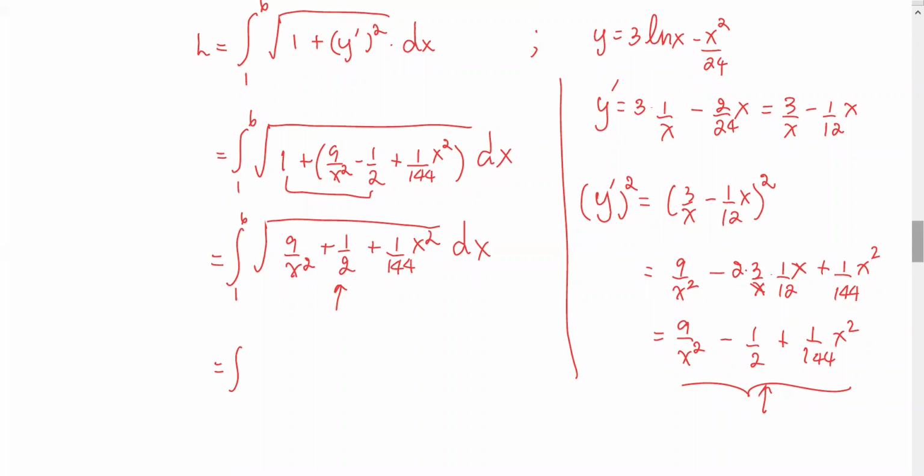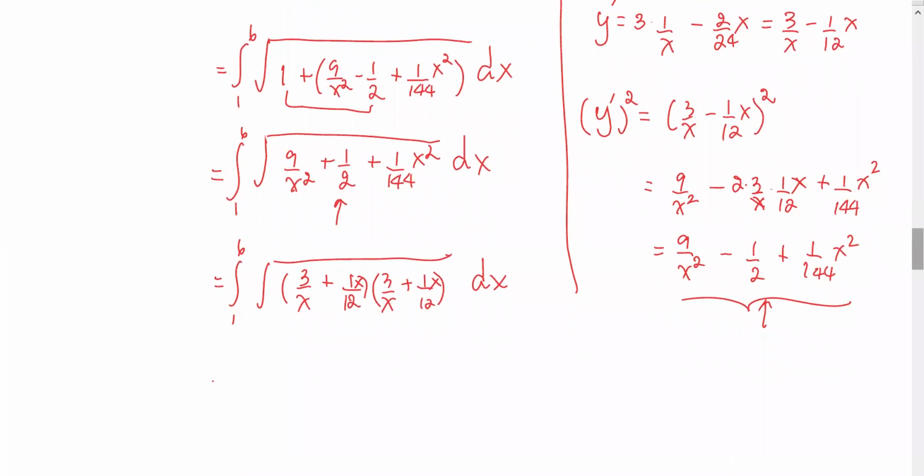So we can use the same idea that we factor these three terms, and we should get 3 over x, as they multiply to be 9 over x squared, and 1 over 12x with the positive sign. When you multiply the middle term, the inner term and the outer term, you should get back to the positive 1 over 2. Or we say that 9 over x squared plus 1 over 2 plus 1 over 144 x squared can be rewritten as the power 2 of (3 over x plus 1 over 12 times x).